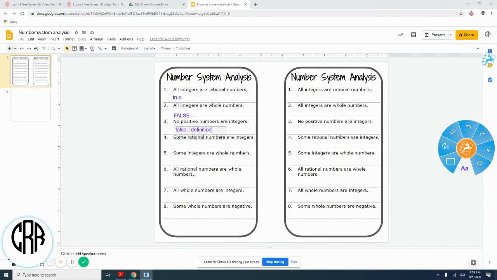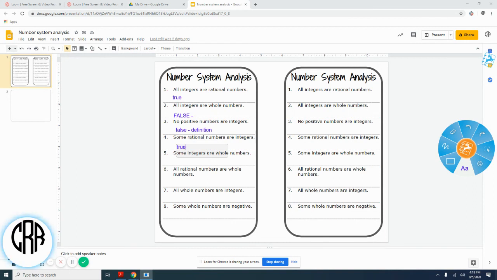Okay. Number 4, some rational numbers are integers. Okay, so when we look at rational numbers, are some of them in the integer category? Did we classify any of the numbers on that second page on the practice side? Did we classify any of those as integers? And we did. So this statement is true. We didn't classify them all as integers, but we did classify some.